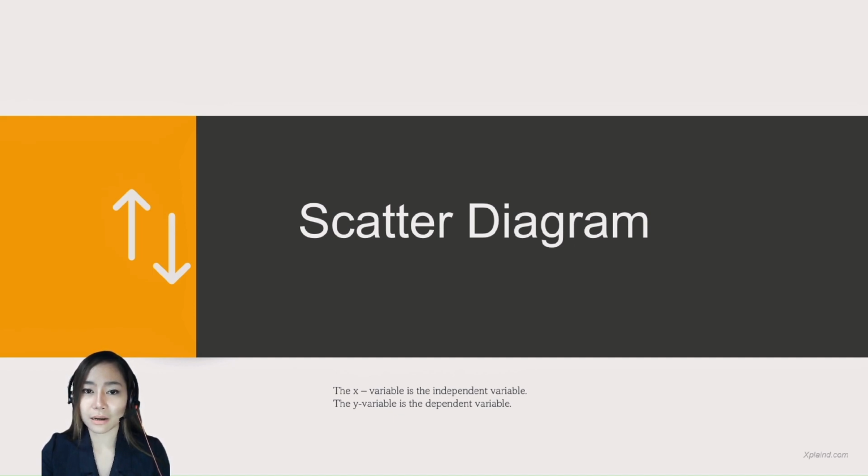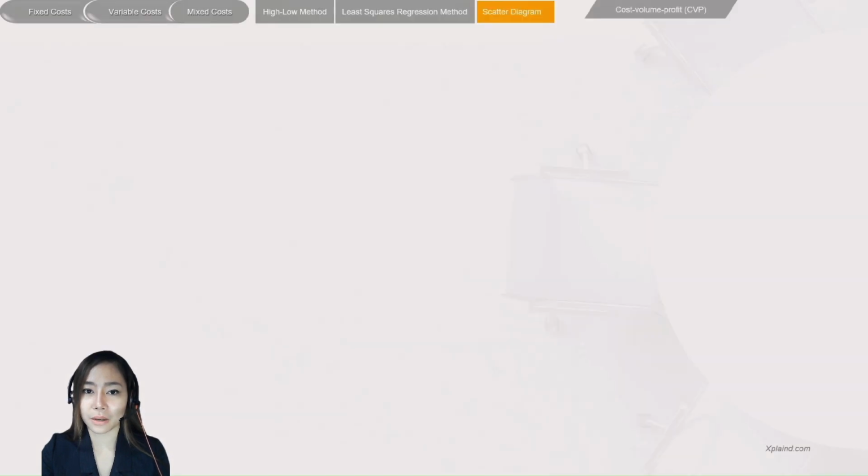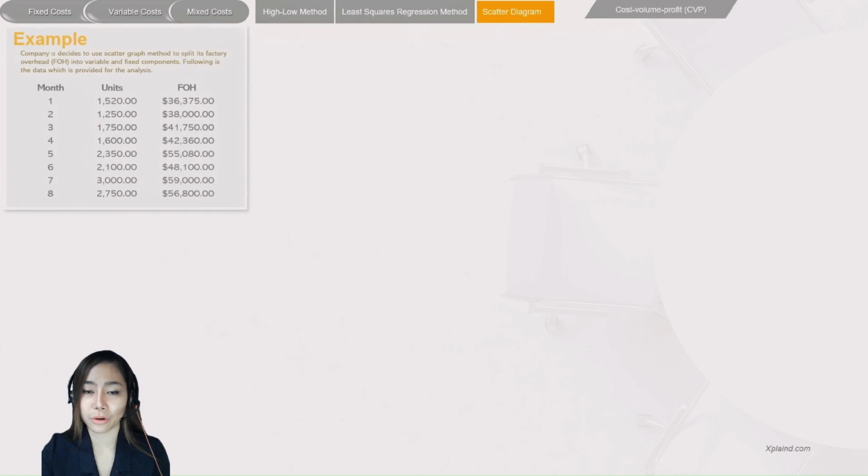So let's apply the scatter diagram to the same problem. Here is the procedure, and let's apply it together with our example. This ABC company has a problem regarding factory overhead because the cost for it may be a mixed cost. So here's the data: the production level in units and the amount in dollars.